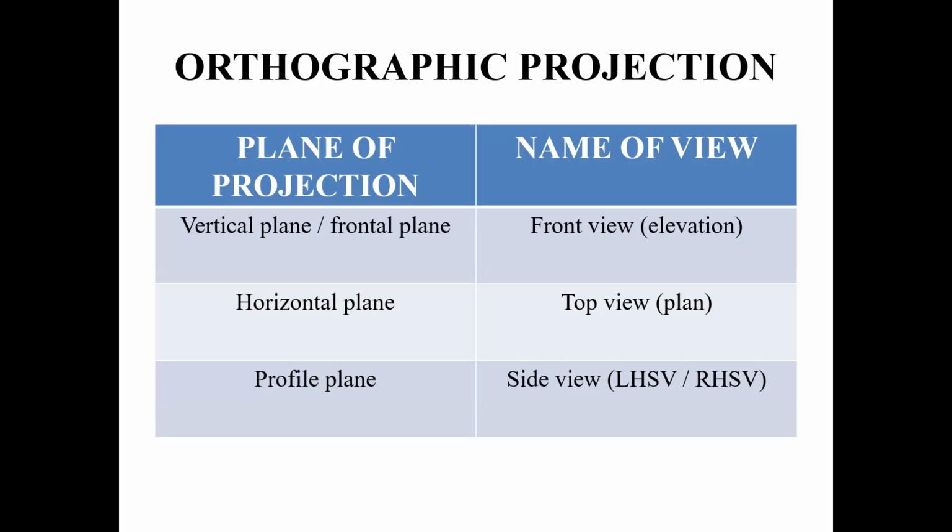So here you can see a table consisting of two columns. In the left column, you can see the names of the planes of projection. In the right column, you can see the names of the orthographic views which are captured in those planes of projection. So just have a look at this table before I go over to the next topic.